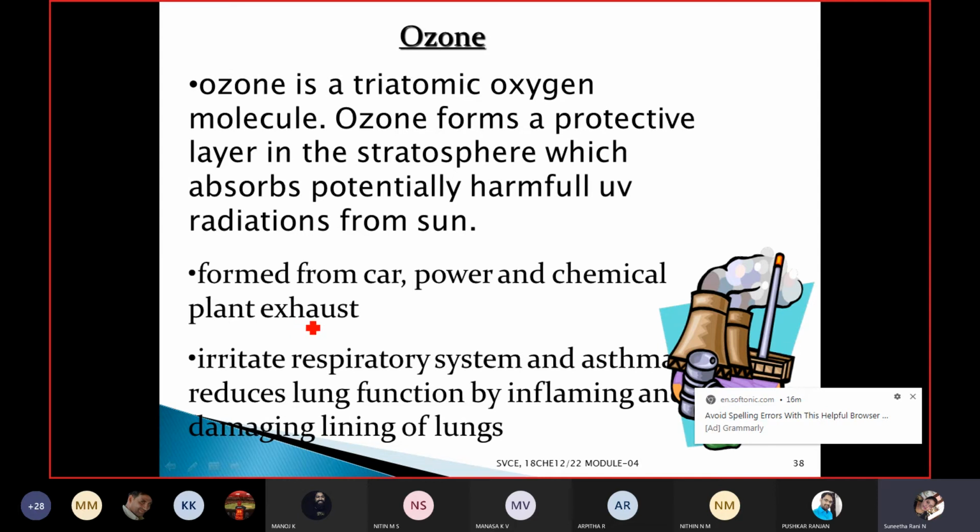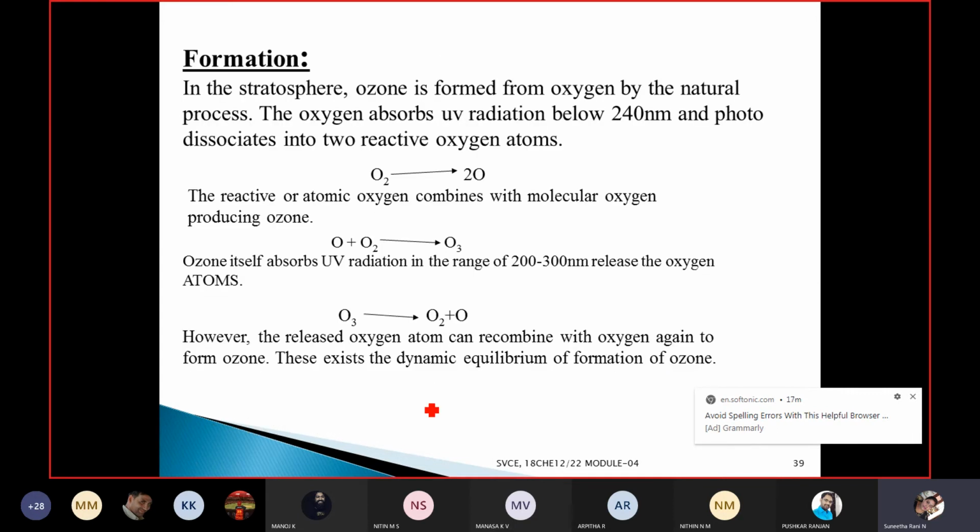Usually from the chemical plant exhaust, automobiles and power plants, this ozone layer gets depleted. And what are its effects? It affects the respiratory system. It increases asthma, affects lung function, causes inflammation, and damages the lining of the lungs during ozone depletion.